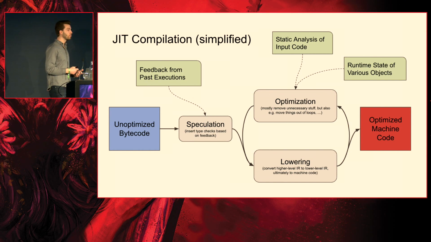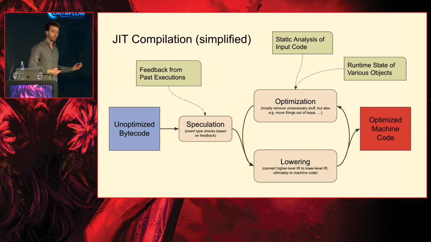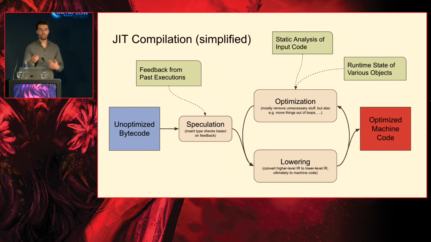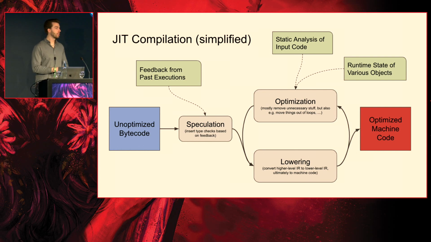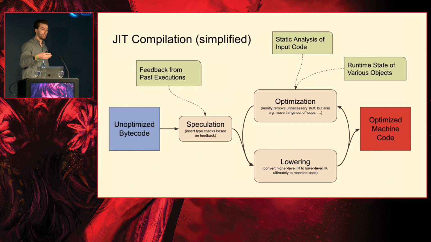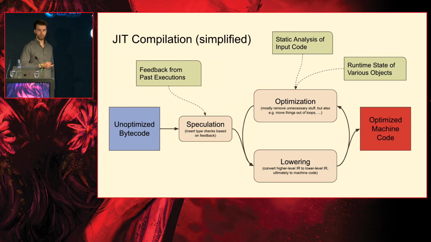How does a JIT work on a high level? It starts from unoptimized bytecode. It does speculation based on feedback. Then it does a number of rounds of lowering to the next lower level language, optimizes on that, and then at the end you have machine code.